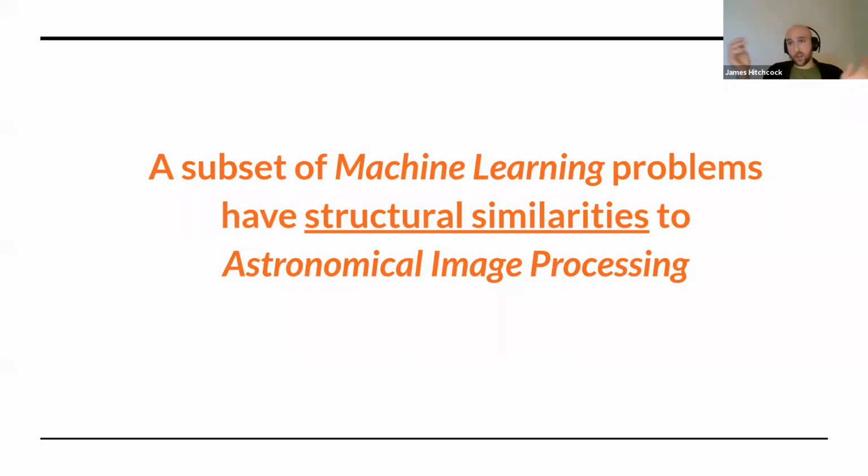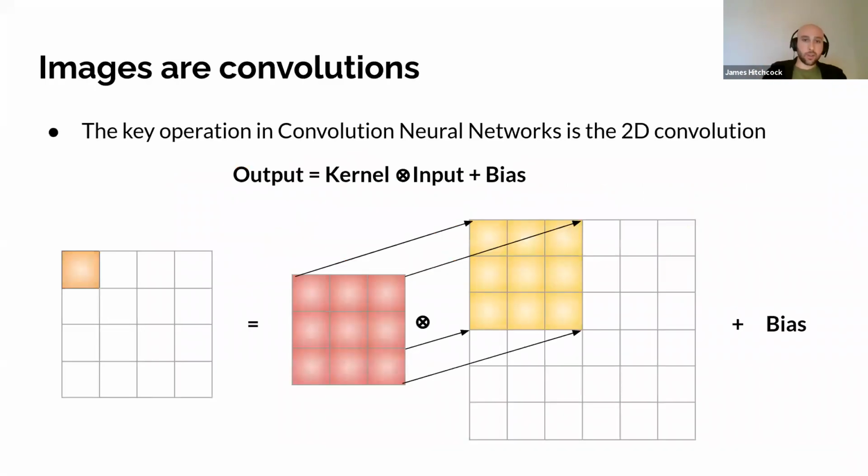And in machine learning world, there's a subset of problems that share this structure. Most notably, perhaps, convolutional neural networks. These are massive models, but they are composed of very many of these 2D convolution operations. And that operation looks something like this.